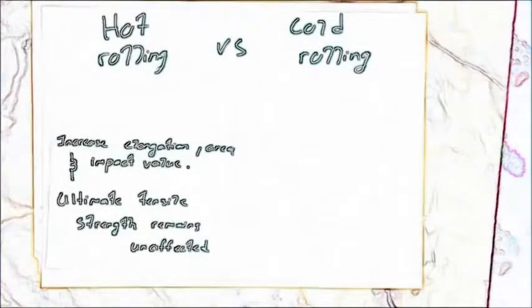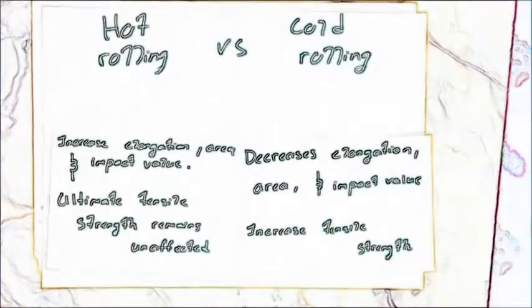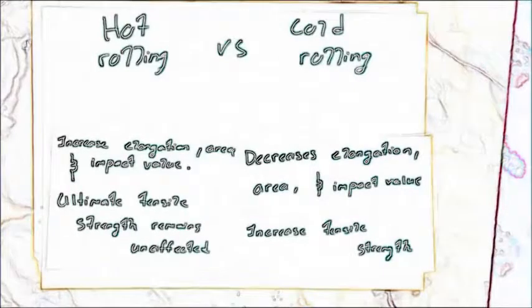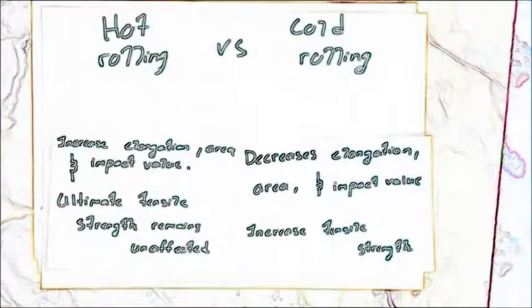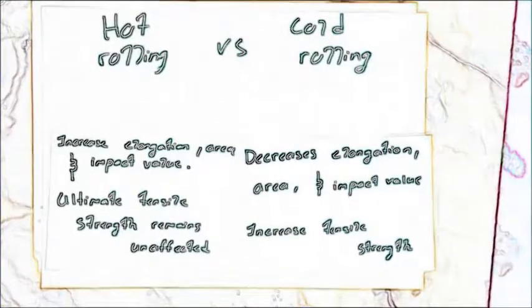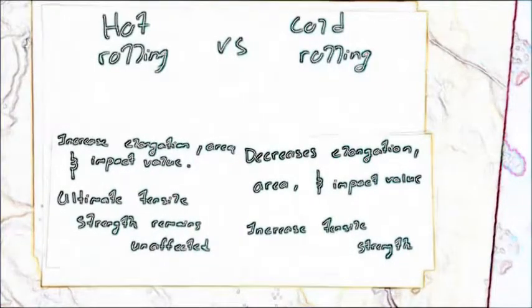Lastly, in the cold working rolling process, elongation, area, and impact value are decreased while tensile strength is increased. And in the hot working rolling process, elongation, area, and impact value are increased while the ultimate tensile strength remains unaffected.